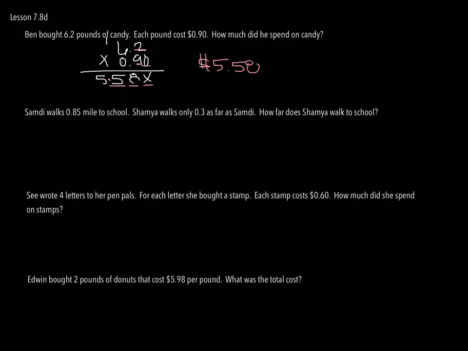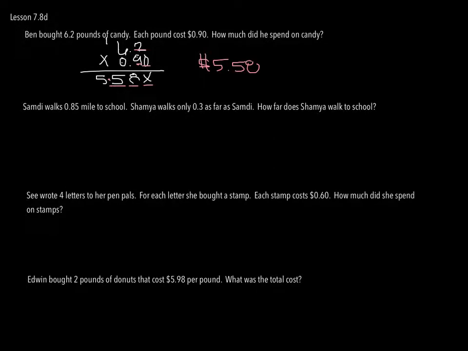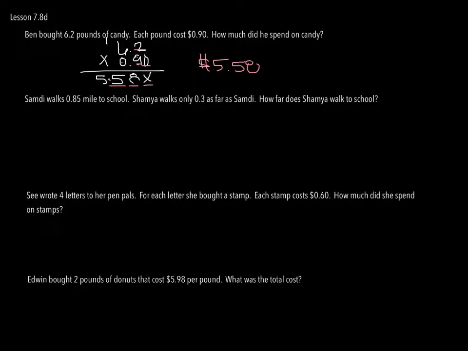Hopefully he doesn't eat it all in one spot, or he shares it with the rest of us. Okay, now let's look at our second problem. Sandy walked 0.85 mile to school. Shemaiah walks only 3/10 as far as Sandy. How far does Shemaiah walk to school? So we're going to take Sandy's walk, which is 0.85, and multiply it. Shemaiah only walks 3/10, so we're going to multiply.